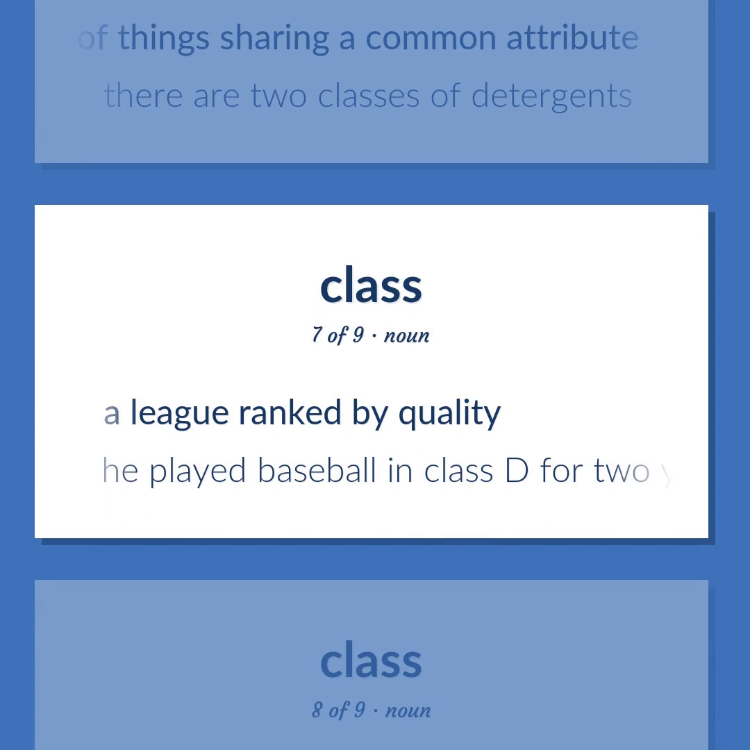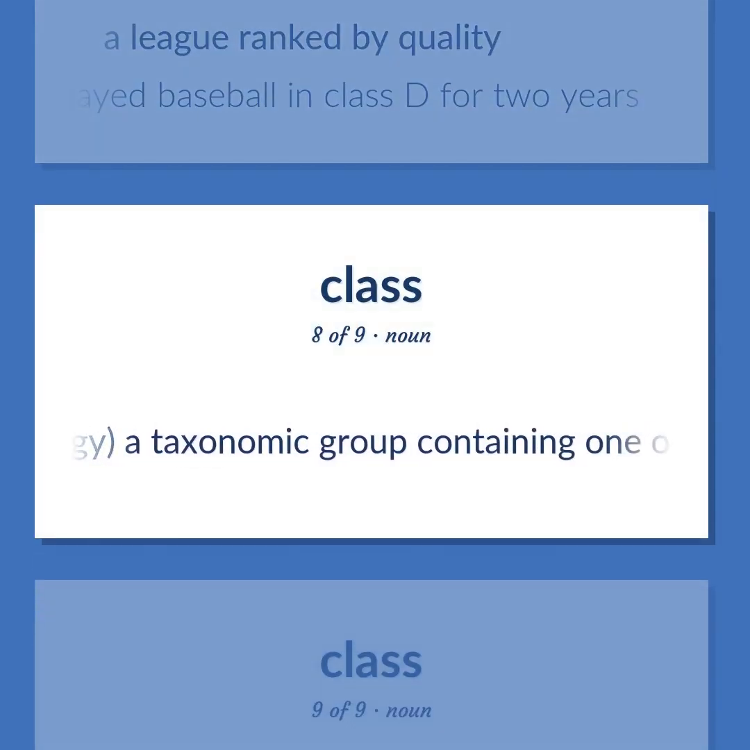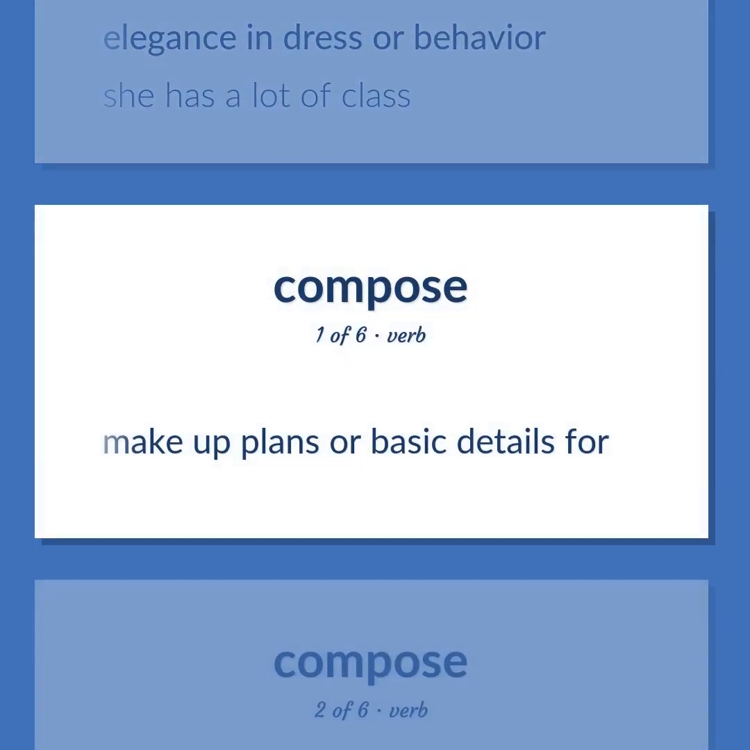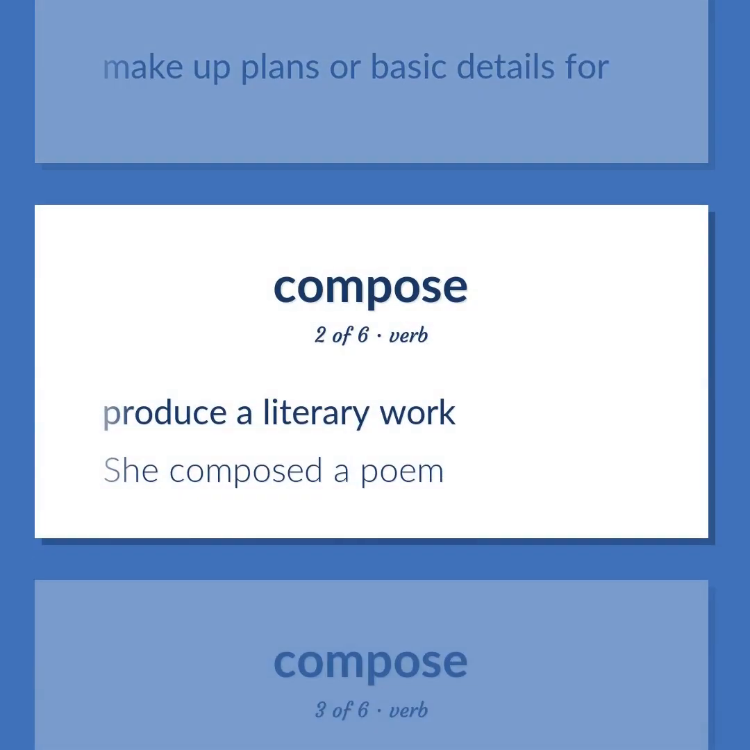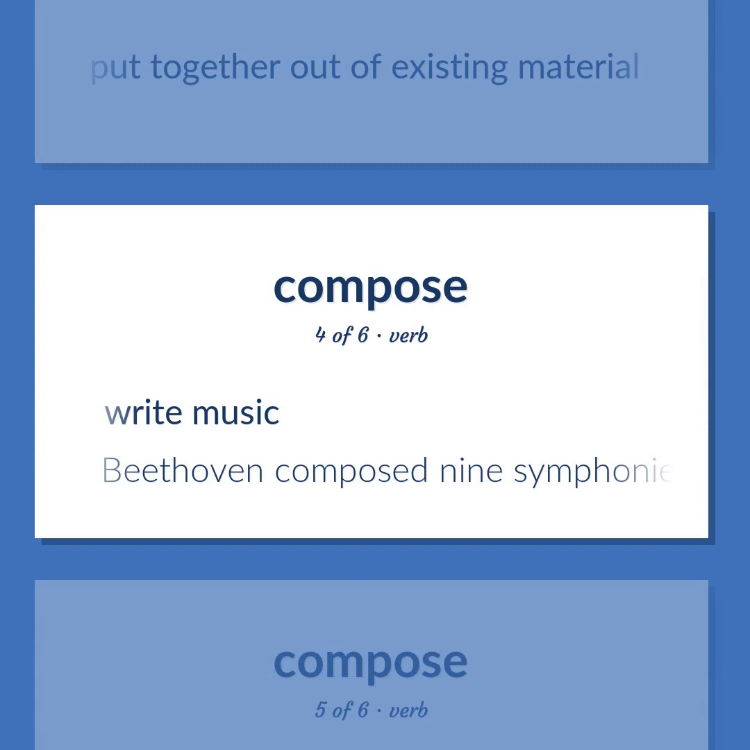A league ranked by quality. He played baseball in Class D for 2 years. Biology: a taxonomic group containing one or more orders. Elegance in dress or behavior. She has a lot of class. Make up plans or basic details for. Produce a literary work. She composed a poem. Put together out of existing material. Write music. Beethoven composed 9 symphonies.